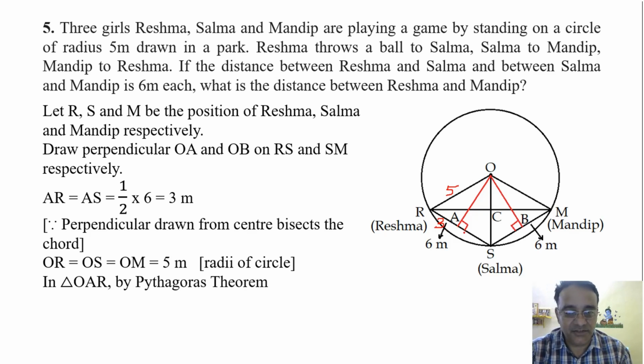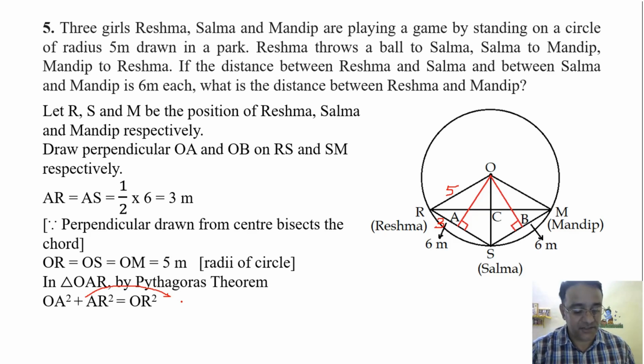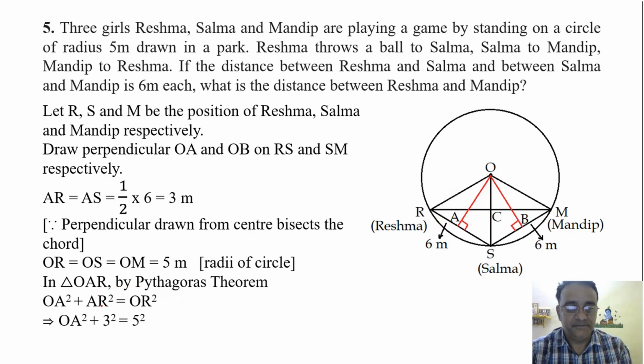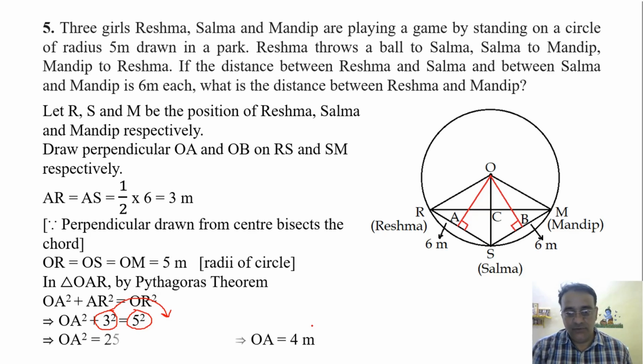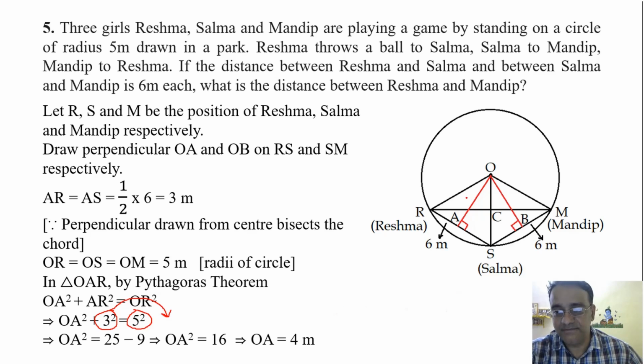So by using Pythagoras theorem, we'll get OR square is equal to AR square plus OA square. Now we need to find OA square. So shift this here, right? So minus AR square. Otherwise you can substitute and shift. So this will become 9 and this will become 25. If you shift 9 to this side, 25 minus 9, what you will get? 16. Square root of 16? 4. So OA we will get 4. Clear? Yes, sir.